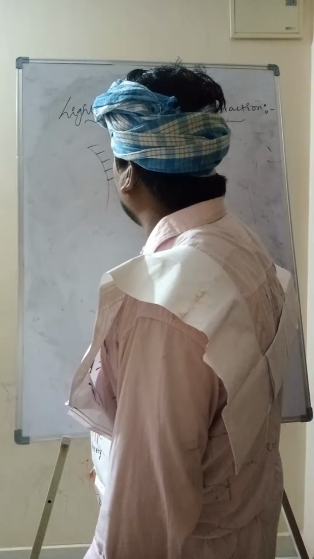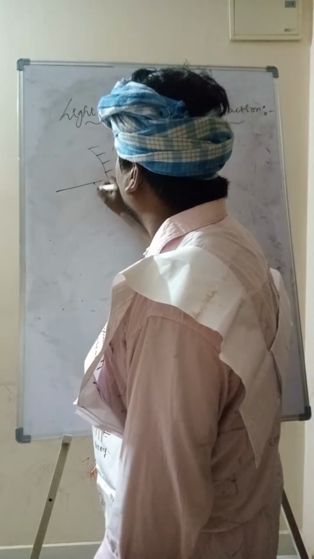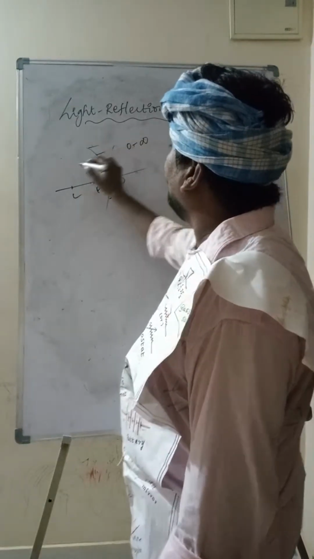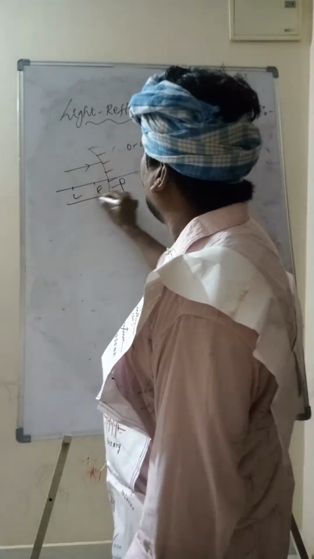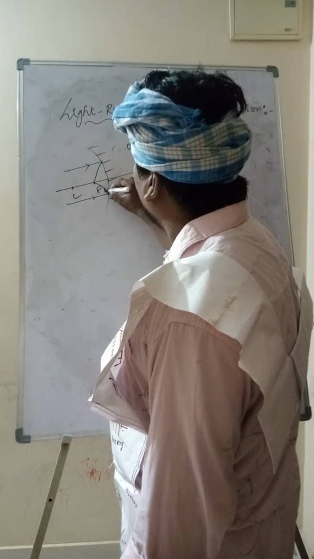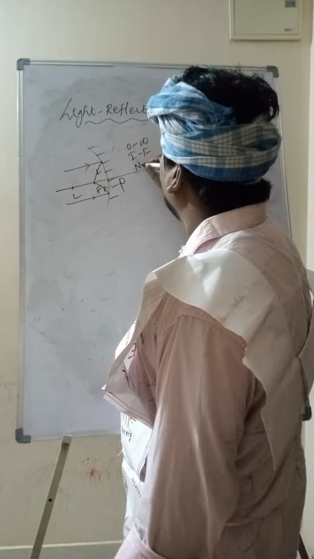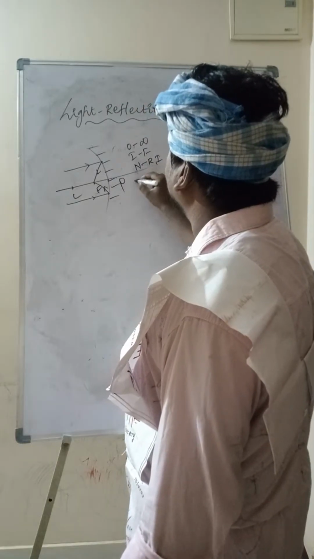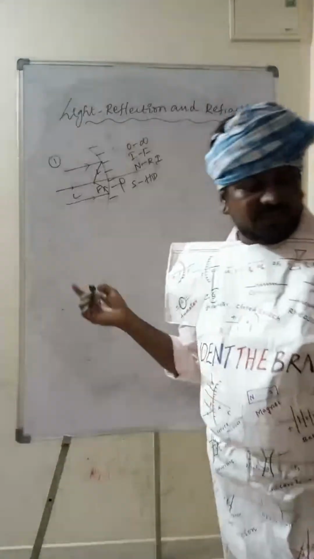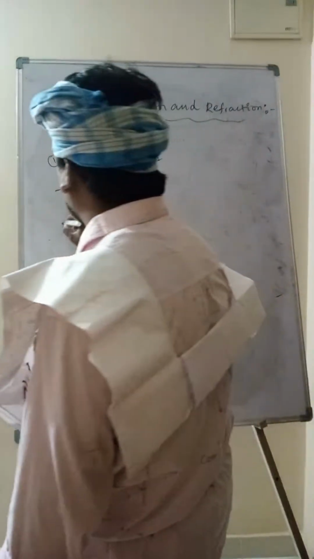I'm taking the concave mirror, with pole, focus, center of curvature. The object is at infinity. One light ray I'm taking like this. After reflection, the light rays will meet at focus, so the image will form at focus. Nature of the image is real and inverted. Size of the image is highly diminished. First one: light rays coming from infinity meet at focus after reflection.